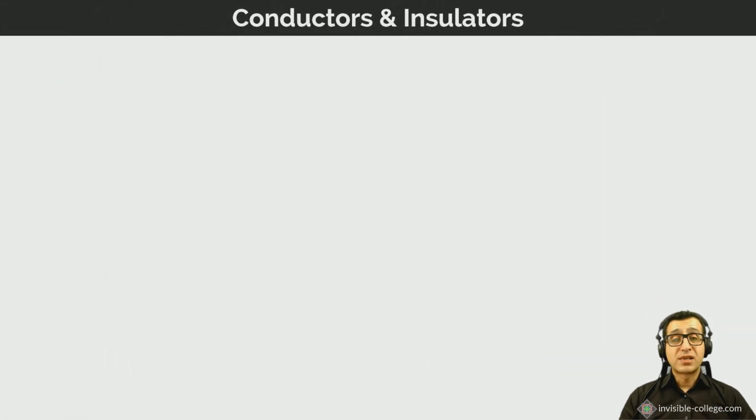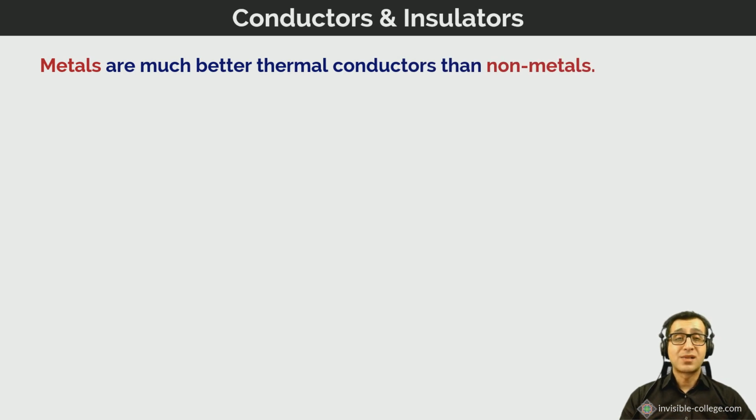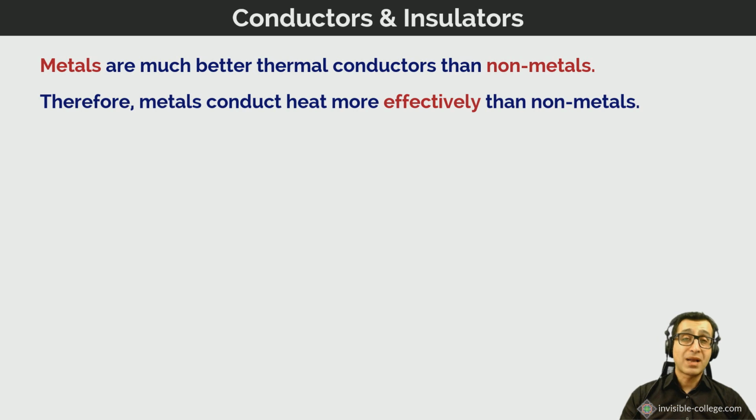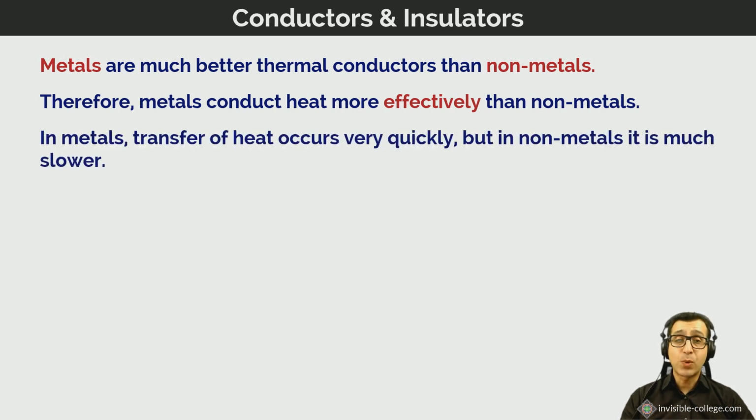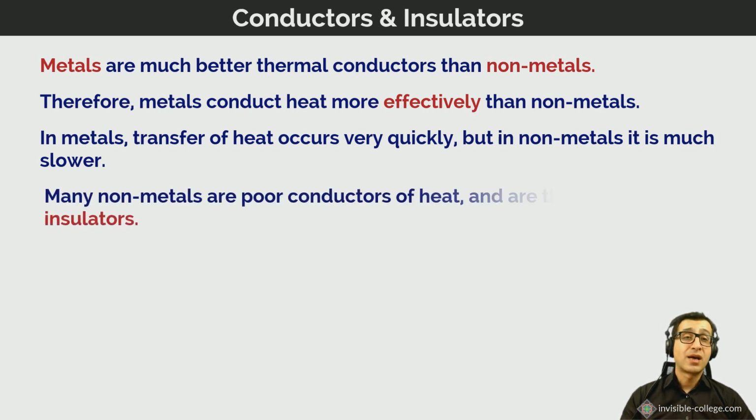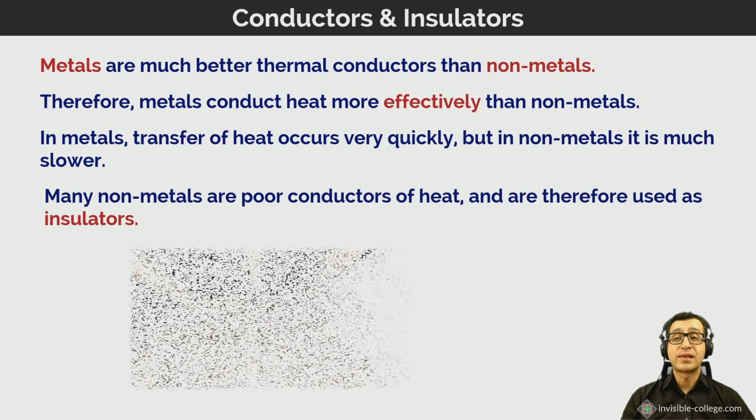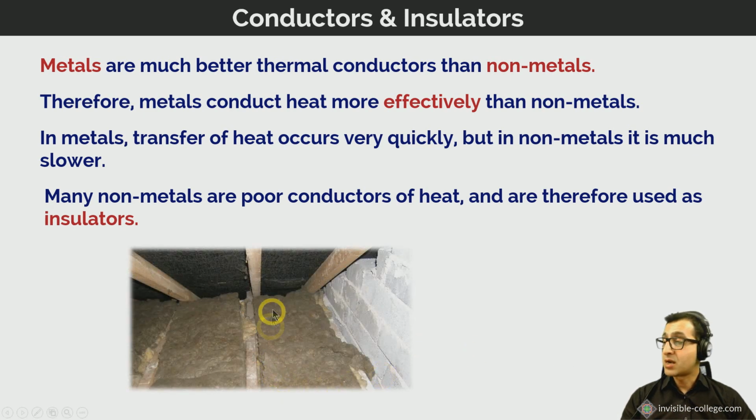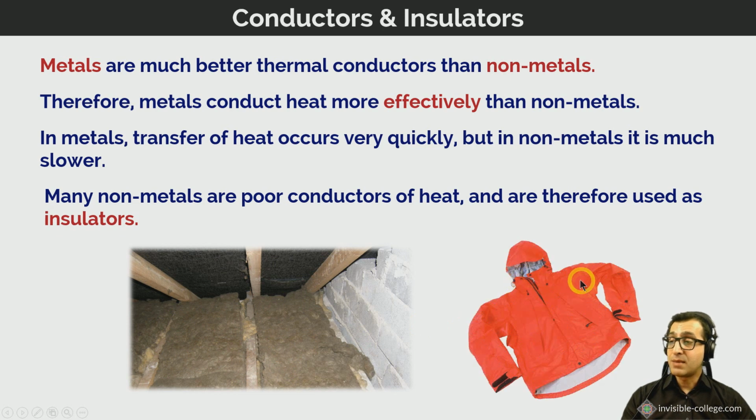So metals are much better thermal conductors than non-metals, and therefore metals conduct heat more effectively than non-metals. So in metals, the transfer of heat occurs very quickly, but in non-metals it tends to be slower. Many non-metallic substances are poor conductors of heat and are therefore useful as insulators. So what you're seeing here is the kind of fiberglass wool which is used in loft insulation, and the non-metallic compounds, these plastics and so on, which are used in insulated clothing.